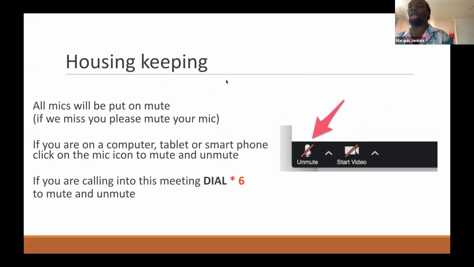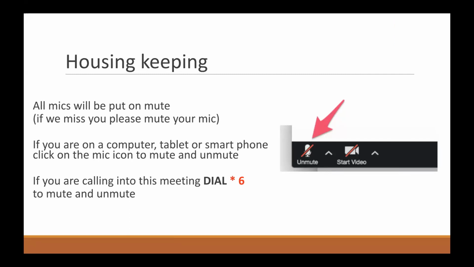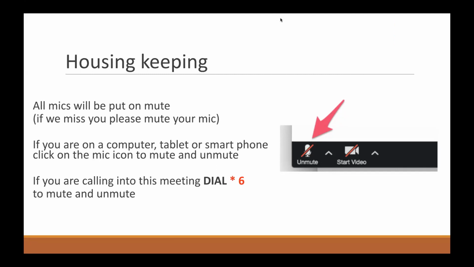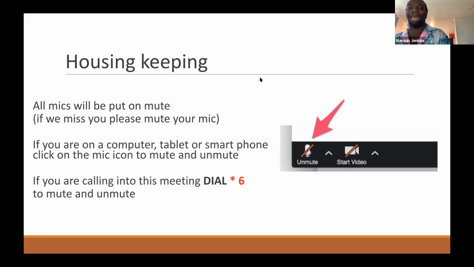We want to make sure that you can hear our speakers. So we are putting all of the microphones on mute. If we somehow forgot to put your microphone on mute, please do so by clicking on the microphone icon that is on the bottom left corner of your screen if you are on a computer, and if you are on a tablet, it might be on the top right corner of your Zoom screen. If you are calling in, you can dial *6 and that will mute and unmute your phone.